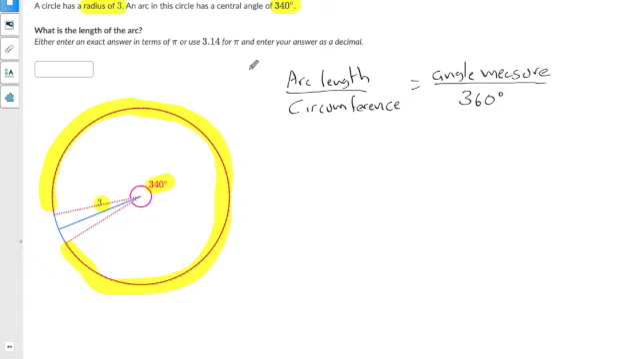And if we ask, what is the arc length? That's what we're going to try to find, and I'm just going to put an X there. That's the distance around this yellow portion. And that would be X divided by the circumference of the circle, which they didn't give us.